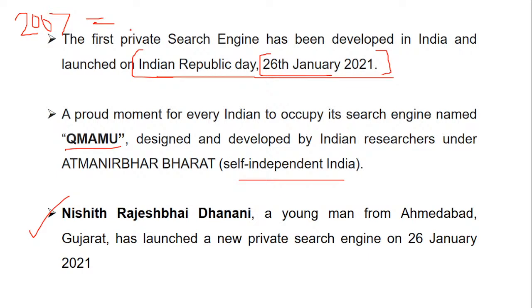So remember this one very well, that is 2007. In the year 2007, IITians came up with Guruji.com. That was also an engine which was developed in India, but had a lot of failures. This is very, very important. So India's first private search engine, with the name of the engine, the name of the founder, and the date should be kept in mind very well.